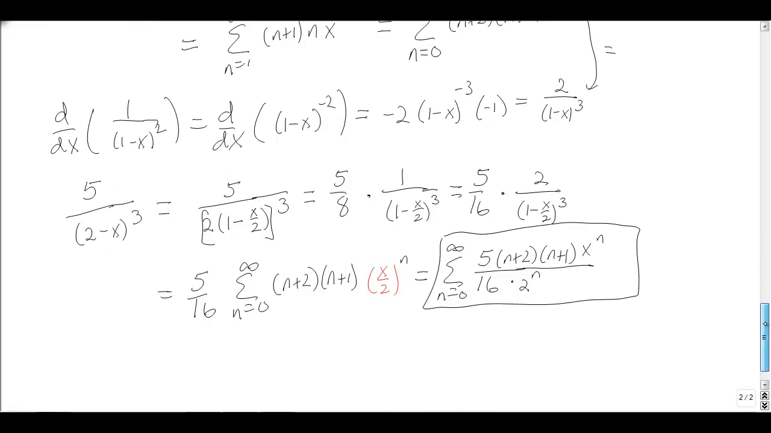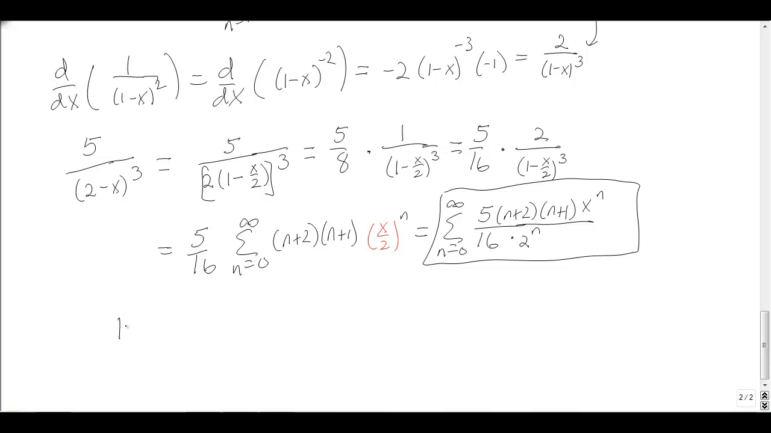Something I might contemplate doing is I'll notice 16 is 2 to the 4th. And so you could rewrite this as the sum n equals 0 to infinity of 5 times n plus 2 times n plus 1 times x to the n over 2 to the n plus 4. I guess you could do that. It's not really necessary. Sometimes I would actually just leave the 5/16 out in front as well, because it's not really that big a deal. I have to leave the 2 to the n inside because it has an n in it.